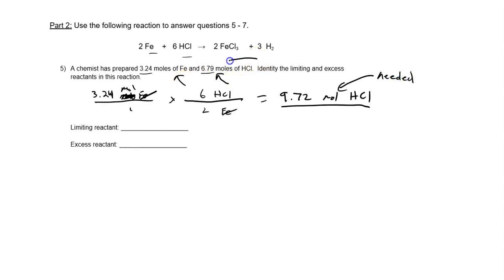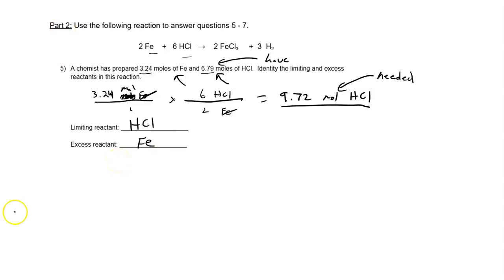Okay, I have 6.79 moles. So that means I don't have as much as I need. So this tells me then that if I mix these two together, there will be a reaction, yes, but I won't use up all the iron because the HCl runs out before the iron does. Because in order to use all of that iron, I need this much HCl. I only have that much. So I don't have enough HCl. So my limiting reactant is HCl. My excess reactant, therefore, is iron.